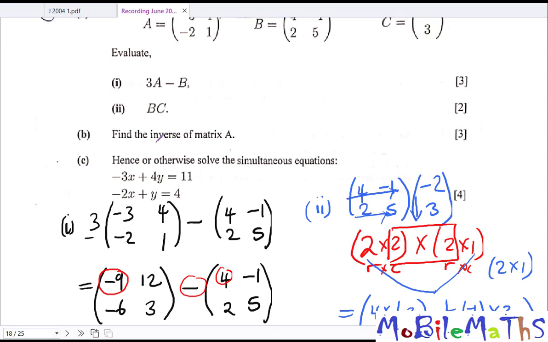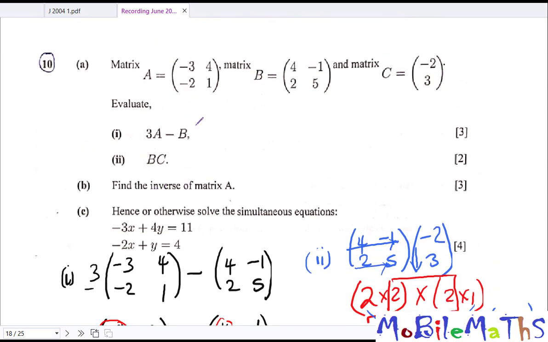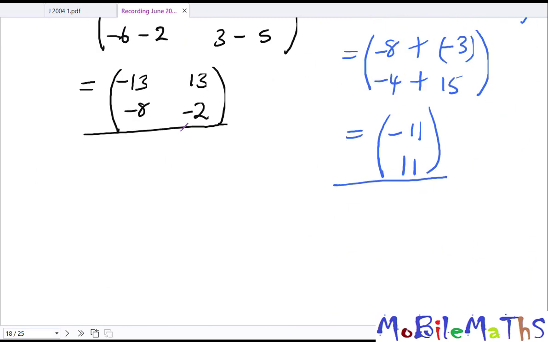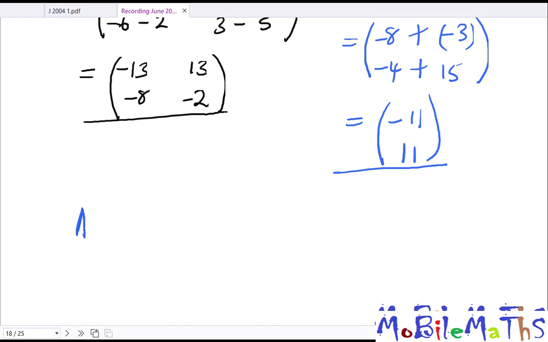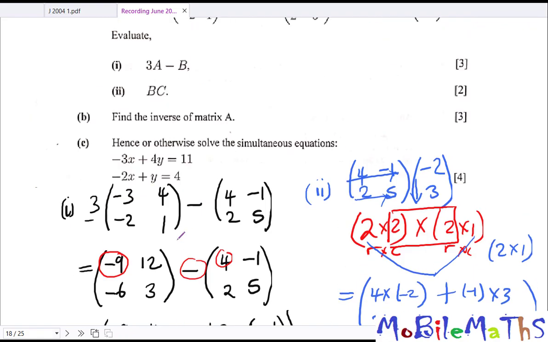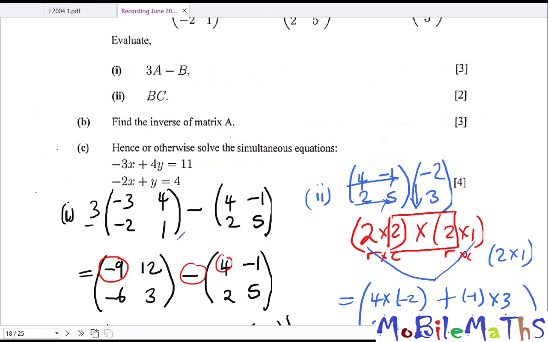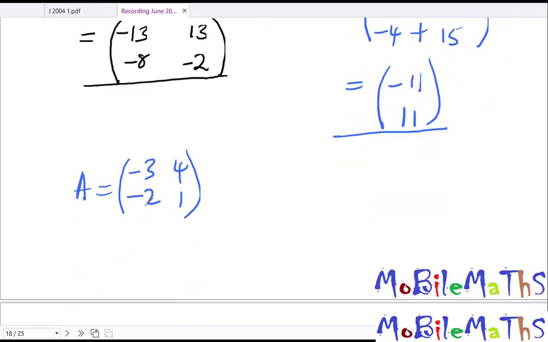The next question, we want to find inverse of A. So our matrix A is this. So I'm going to rewrite this matrix, then we find its inverse. Okay, so A is minus 3, minus 2, 4, and 1. Let me just double check. Minus 3, minus 2, 4, and 1. That's fine. So we want to find its inverse.